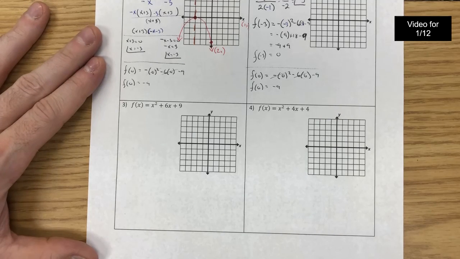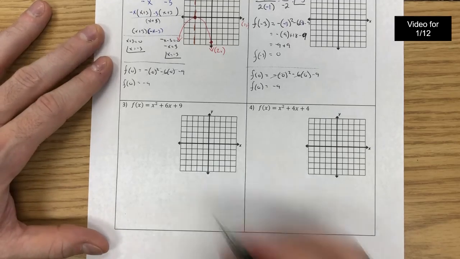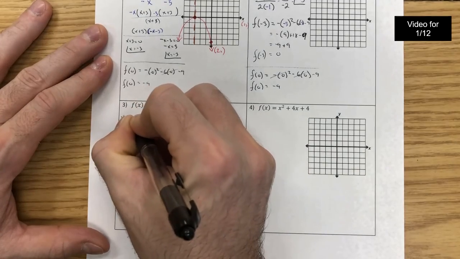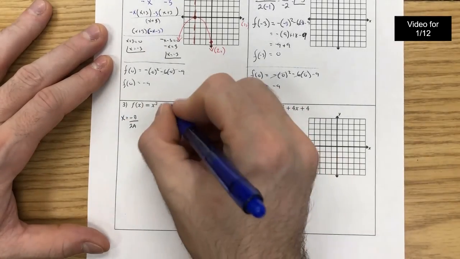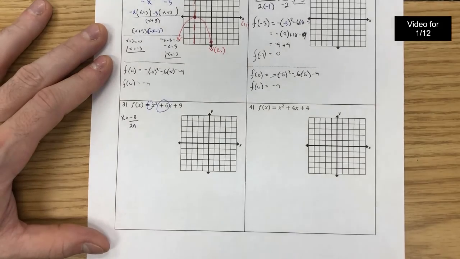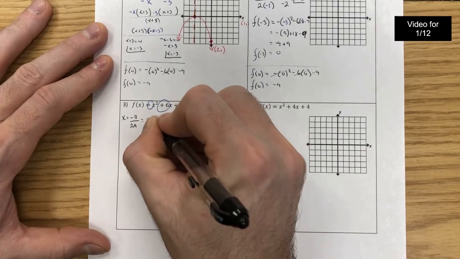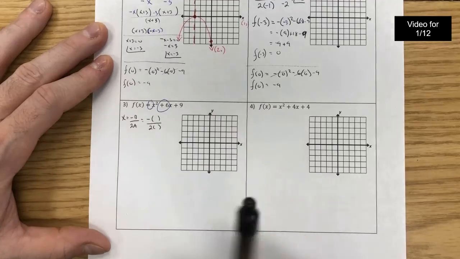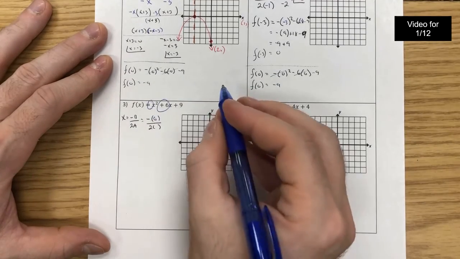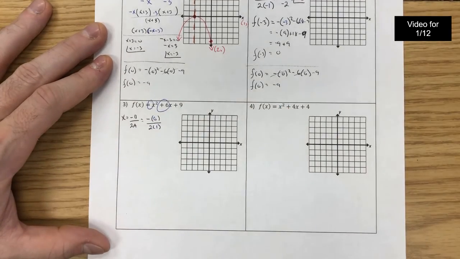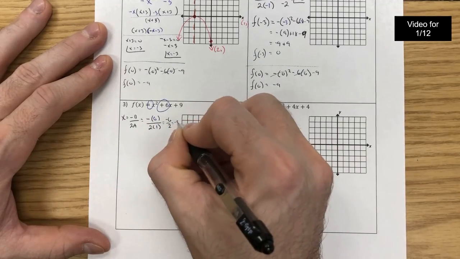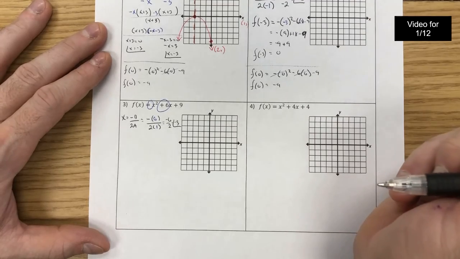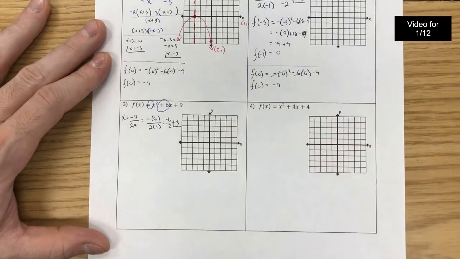Let's find the vertex and then the y-intercept. So to find my vertex, I'm going to say x equals negative b over 2a. My b is 6, my a is 1. So negative 6 over 2 times 1. It's going to give me a negative 6 over 2, or again, I get another negative 3. Let's see where this goes.